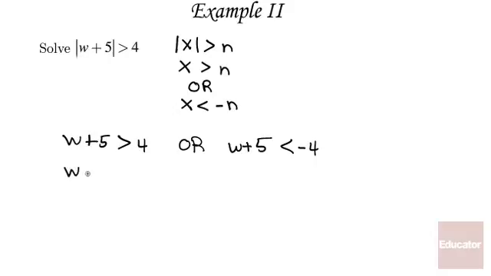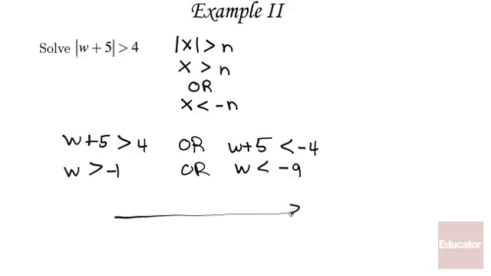Subtract 5 from both sides, which is going to give you w is greater than negative 1, or w is less than negative 9, representing this on the number line.